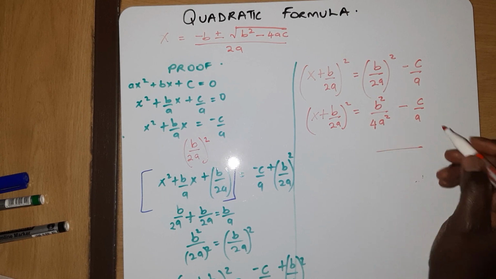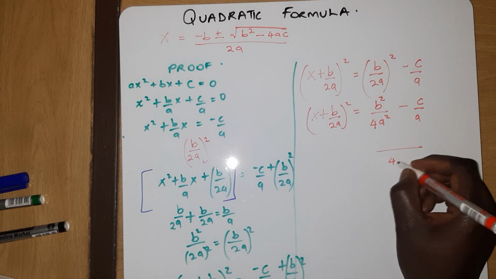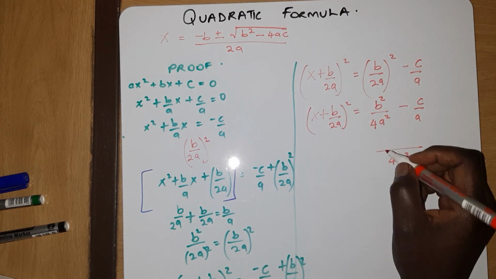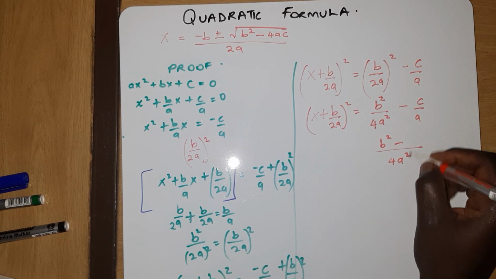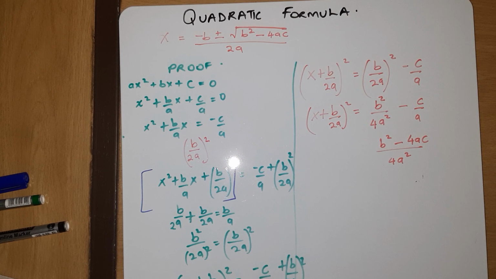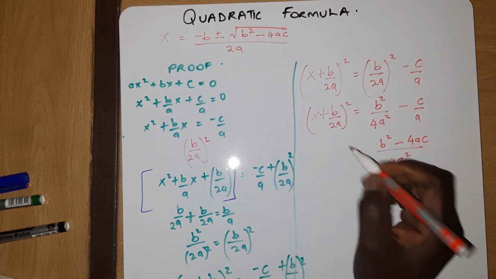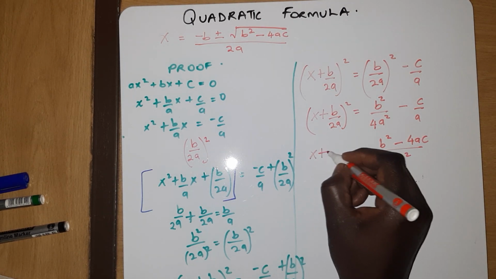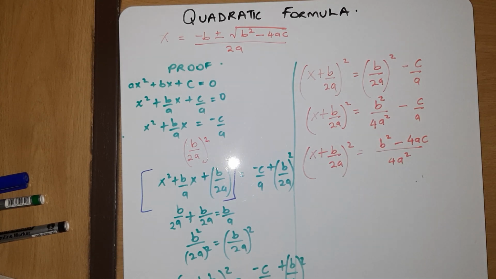The lowest common multiple, LCM, of the two is 4a squared. We divide to get b squared minus 4a times c, 4ac. That's just subtracting fractions, okay? Equals x plus b over 2a squared.